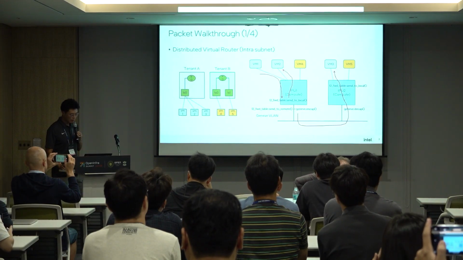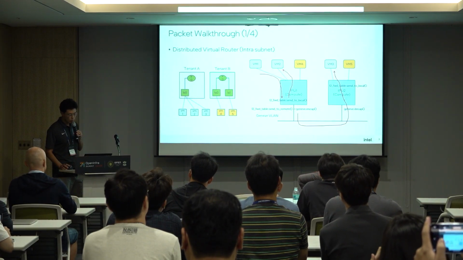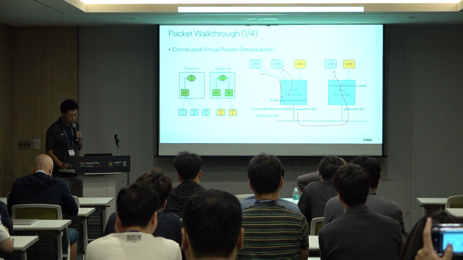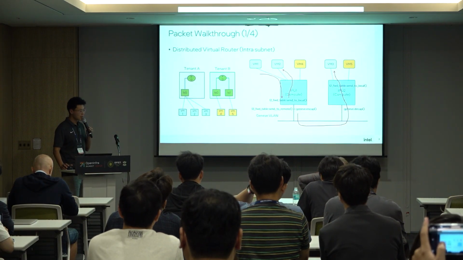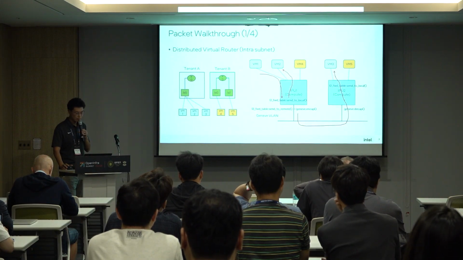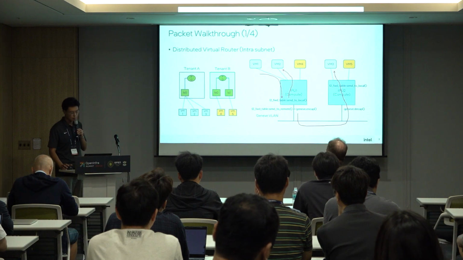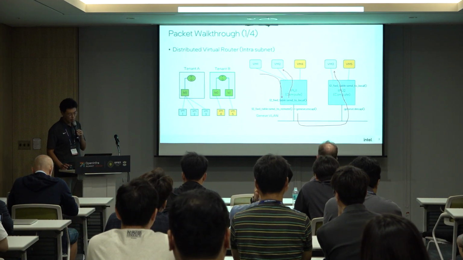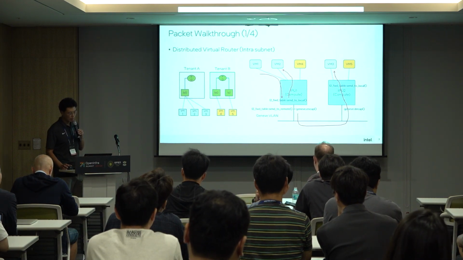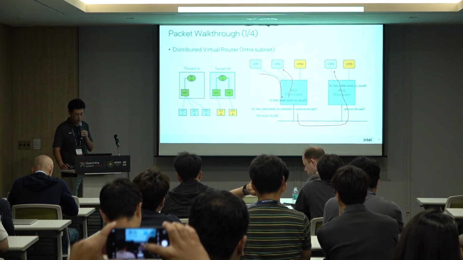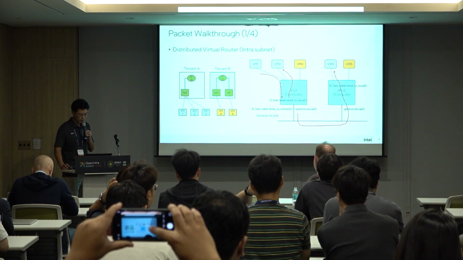Now let's take a look at how the hardware flow cache works with some scenarios. For example, the intra-subnet communication, the second one is the inter-subnet communication, and the third one, the most interesting part, is the floating IP use case. So let's start with the intra-subnet communication use case first.